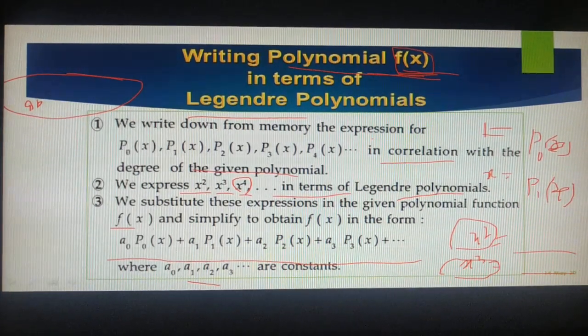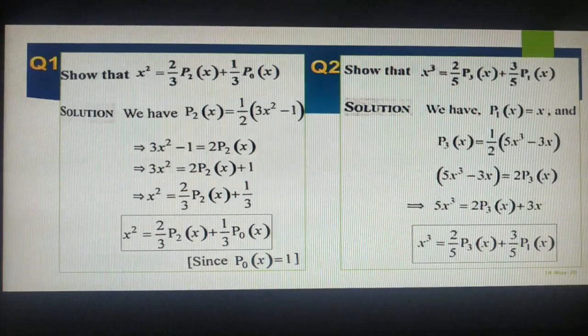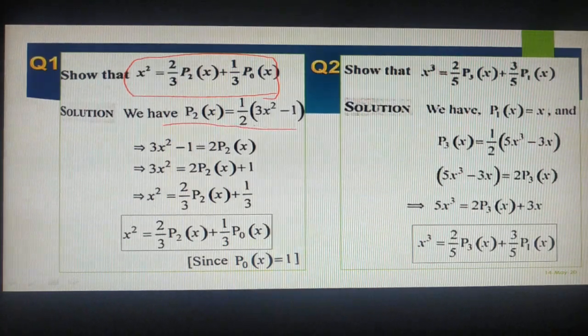Let's see how to go ahead. As you know, 1 is equal to P0 of x and x is equal to P1 of x, but how to write x square in terms of Legendre polynomials, that we will see. Here I am going to show that x square is equal to 2 by 3 P2 of x plus 1 by 3 P0 of x. We already know P2 of x, and from that I am able to write the x square value.